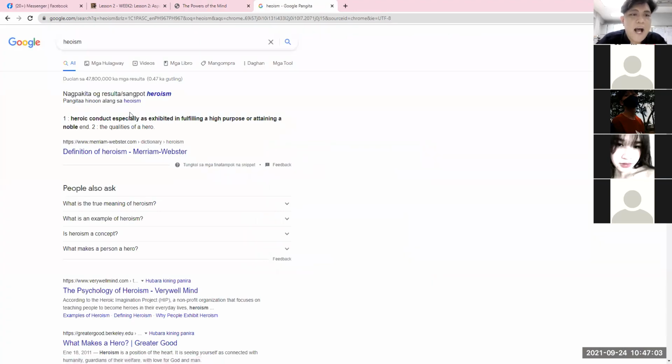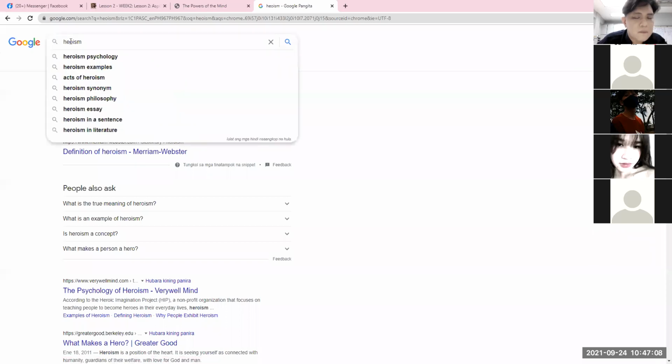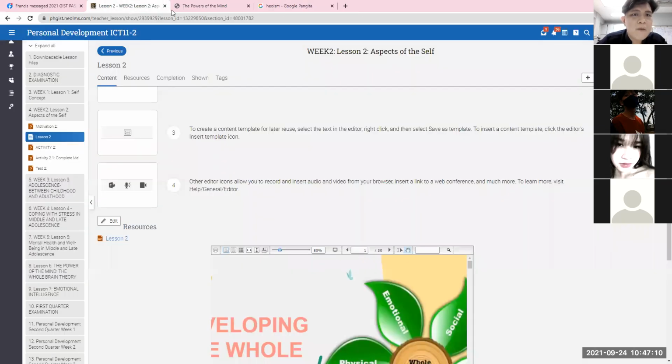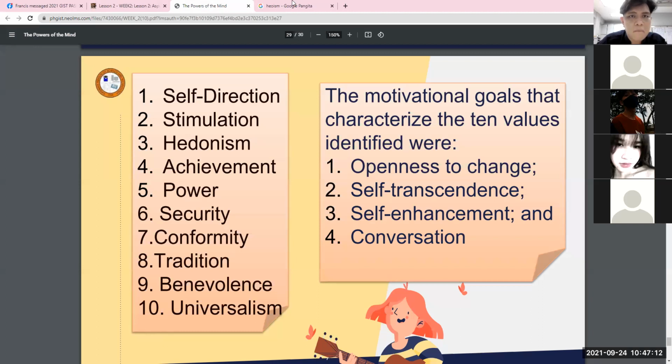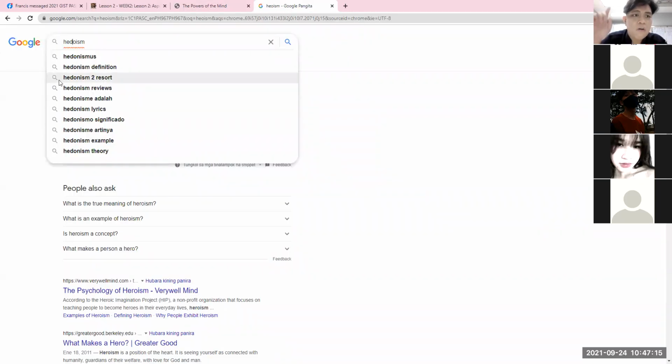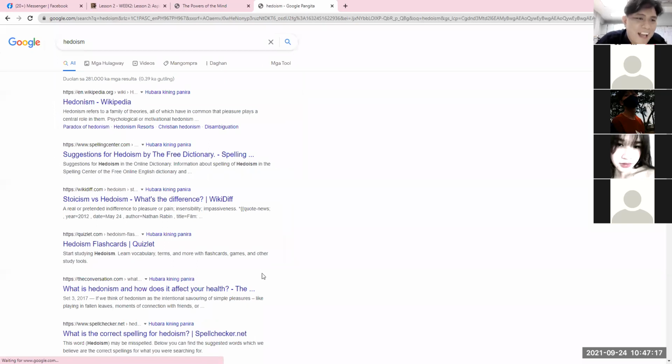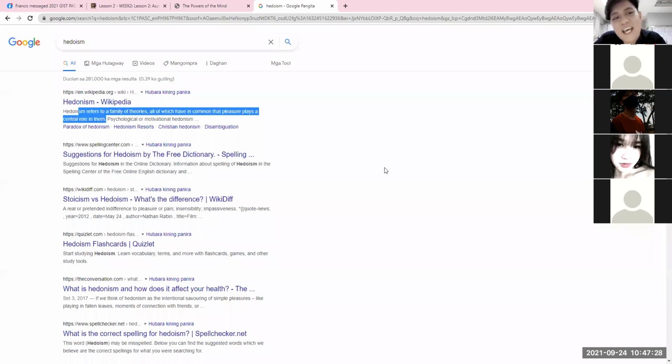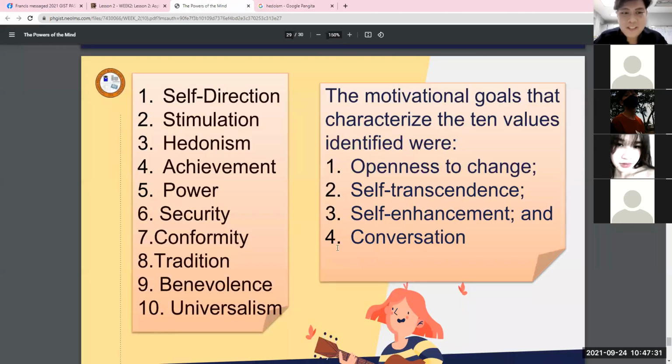Hedonism ba o heroism? Oh, mali yung lecture. Ay, meron. Hedonism refers to family theories. Oh, okay, being family-oriented. O, di ba? Ngayon, natuto din tayo. Hedonism means family-oriented.